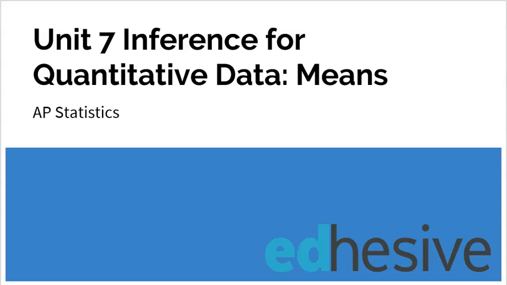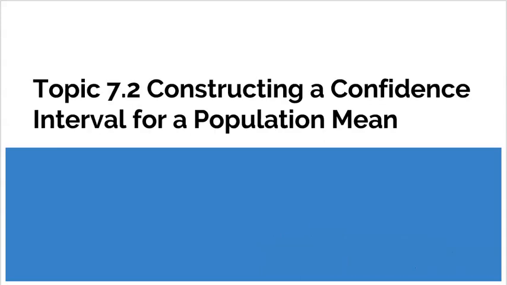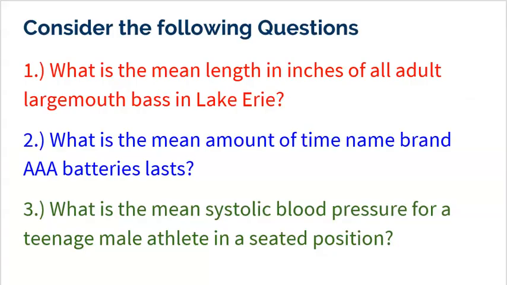Welcome to Unit 7, Inference for Quantitative Data with an emphasis on means in AP Statistics. In this video, we're going to discuss topic 7.2, constructing a confidence interval for a population mean. Alright, consider the following questions.